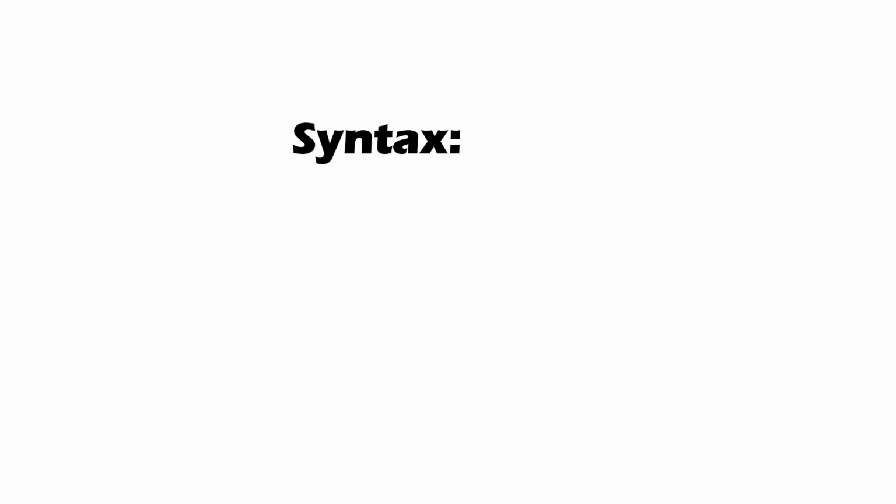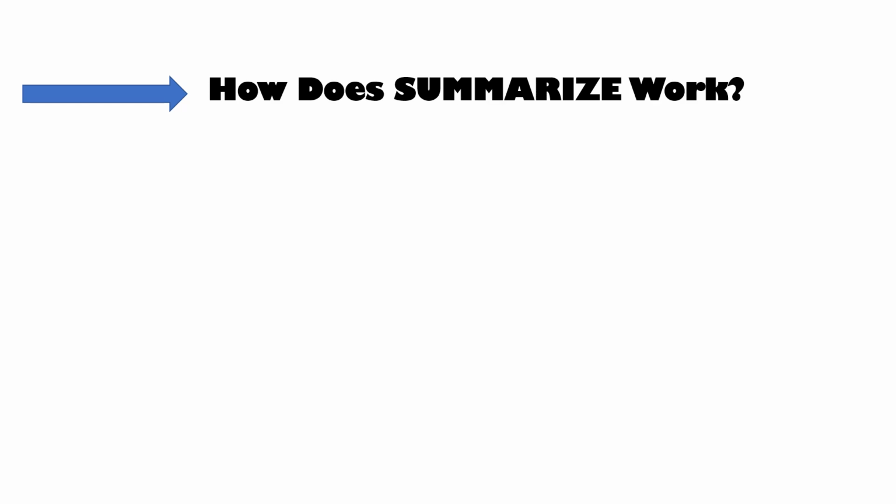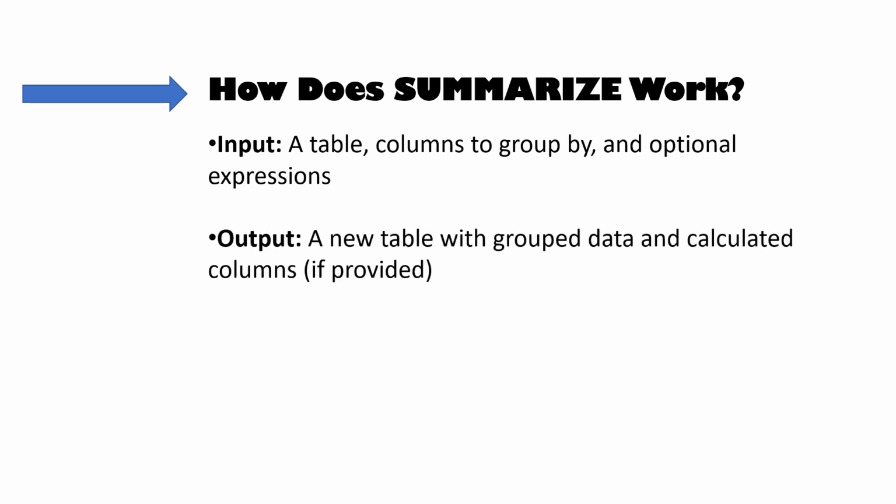Let's see the syntax of the SUMMARIZE function. SUMMARIZE, table name, comma, group by column name 1, and so on, name 1, and at last the expression has to be passed. How does SUMMARIZE work? Well, the input for the SUMMARIZE function is a table, columns to be grouped by, and optional expressions. And by entering the input, the output you get is a new table with grouped data and calculated columns if provided. Let us see an example.